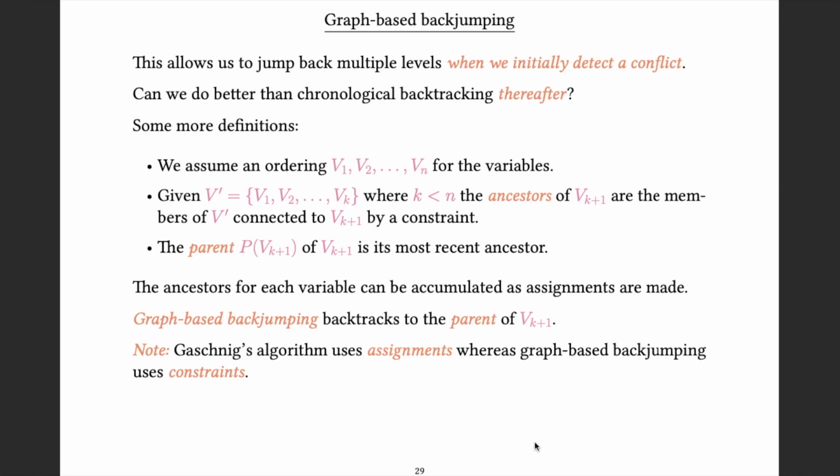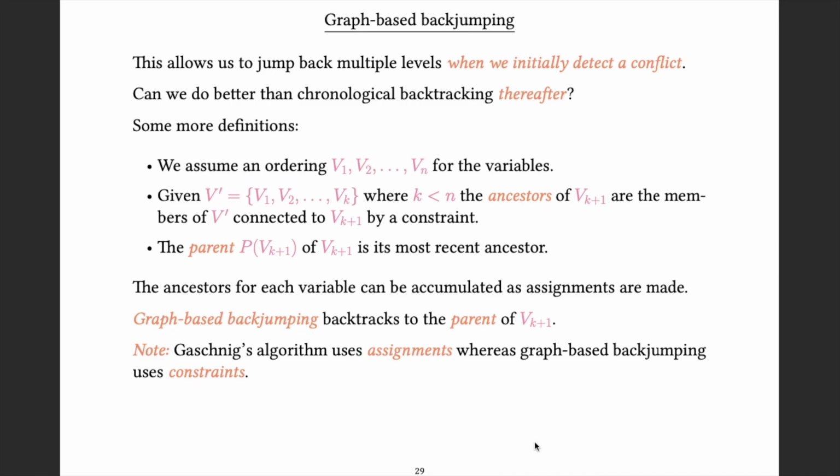The question now is, can we do better if we then have to make a further back jump? Because after the first one, we come to a variable which then in turn has no usable values left. Can we now do a further back jump rather than doing what Gaschnig's algorithm would do under those circumstances, which is just to revert to chronological backtracking? So, we need a little bit more nomenclature here.